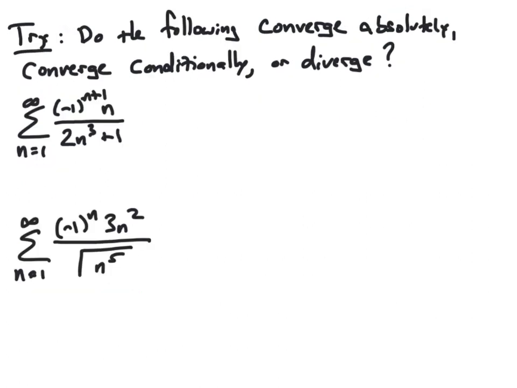If you'd like to try a similar example, you can pause the video and determine whether the following series converge absolutely, converge conditionally, or diverge. You can resume the video in a few seconds to see the completed solutions. Here we have the series from n equal 1 to infinity of negative 1 to the n plus 1 times n over 2n cubed plus 1, and the series from n equal 1 to infinity of negative 1 to the n times 3n squared all over the square root of n to the fifth.